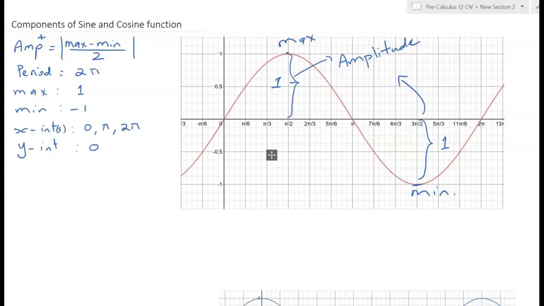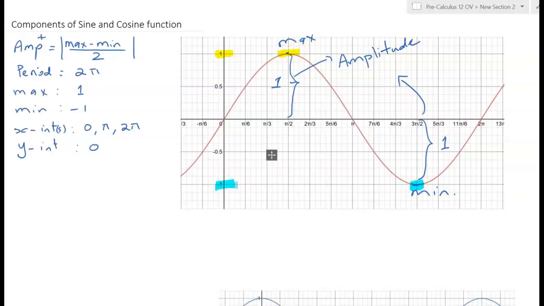Okay, the period is 2 pi, that's the full cycle going around the circle at 360 degrees, or 2 pi. The maximum and minimum are 1 and -1, we saw that here. So this is our maximum, this is our minimum right here.